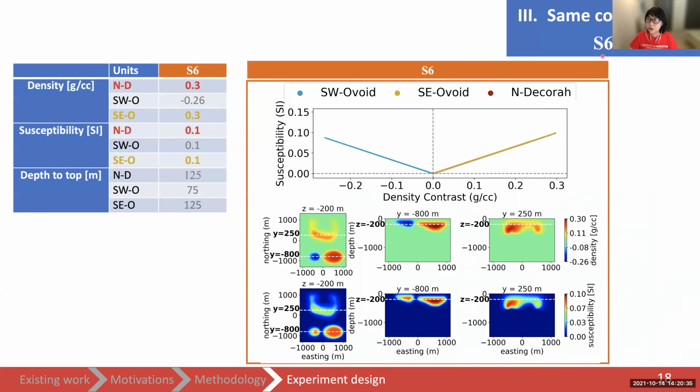And in the last scenario, scenario 6, there are 3 anomalous bodies, and 2 of them, the North Decor and southeast ovoid, share the same physical property relationships. As shown in its scatter plot, the red linear trend for the North Decor unit is overlapping with the yellow linear trend for the southeast ovoid.